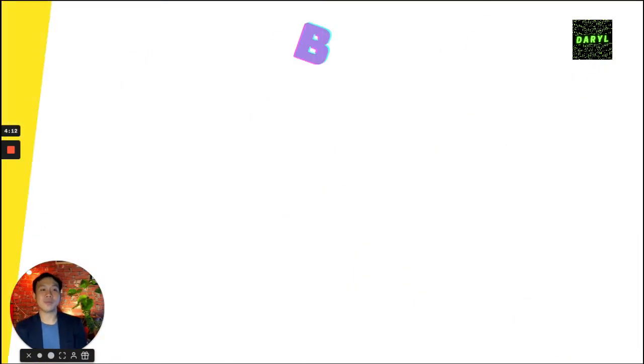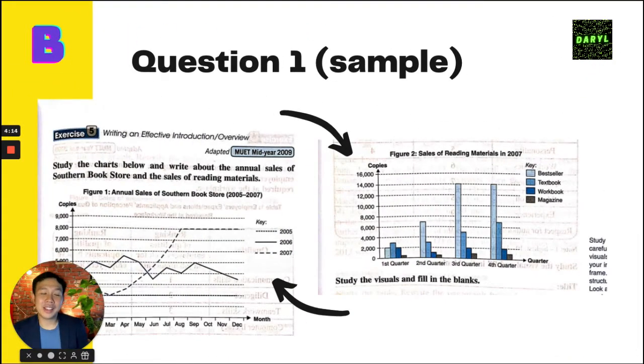As for sample B, you can see here there's a line chart and also a bar graph. This is a bit unusual, but things can happen in MUET. I bet you know already by now. So when you get this, like I said, don't panic. Breathe in, breathe out, and look at the question in front of you. Look for things that you find significant, things that are very obvious.